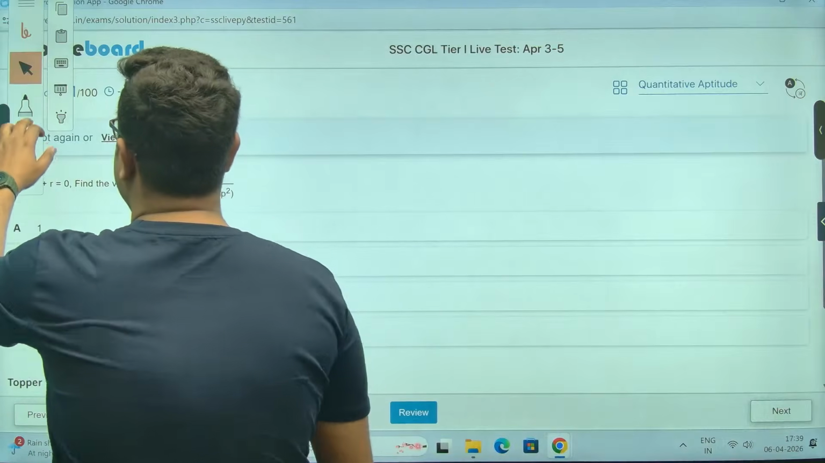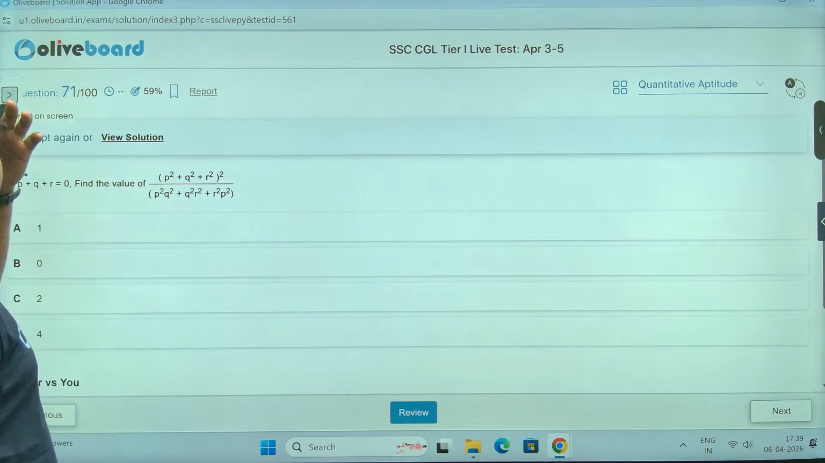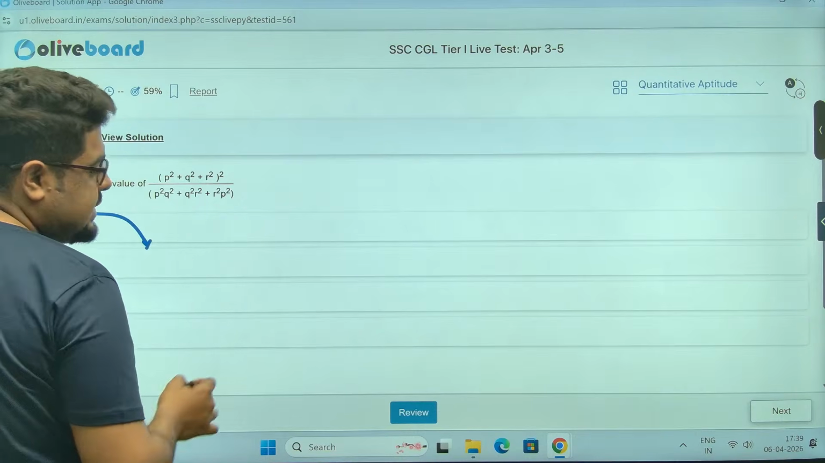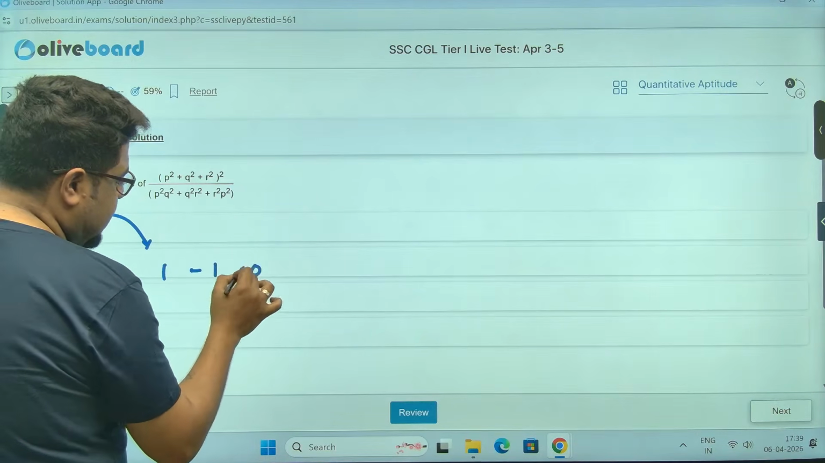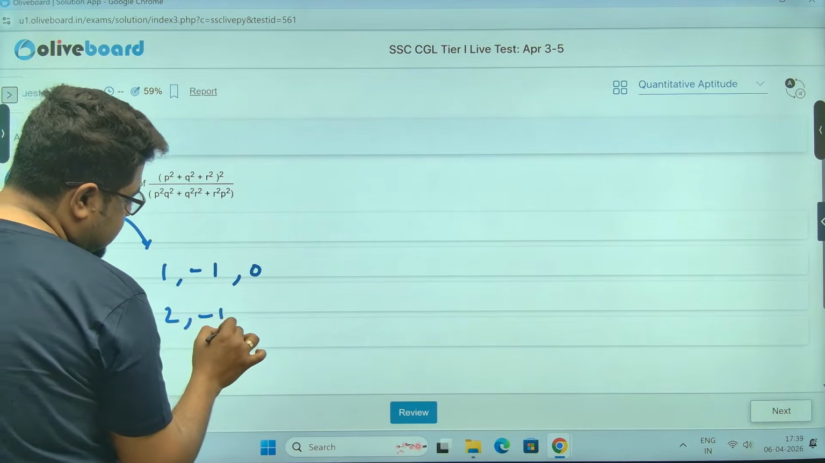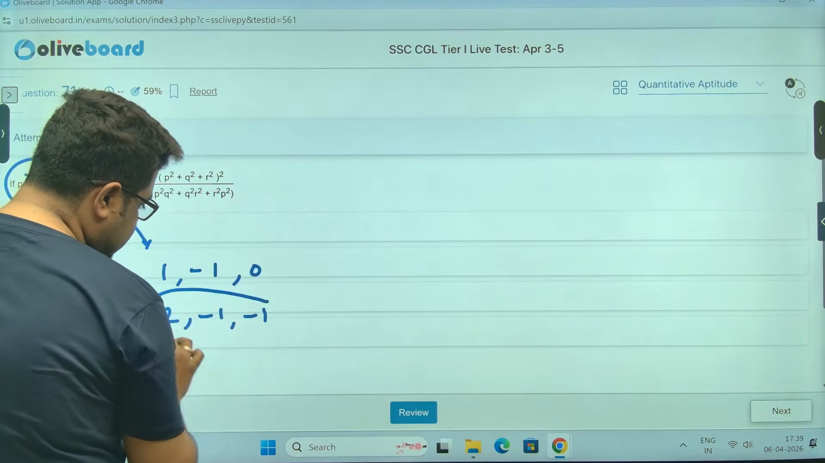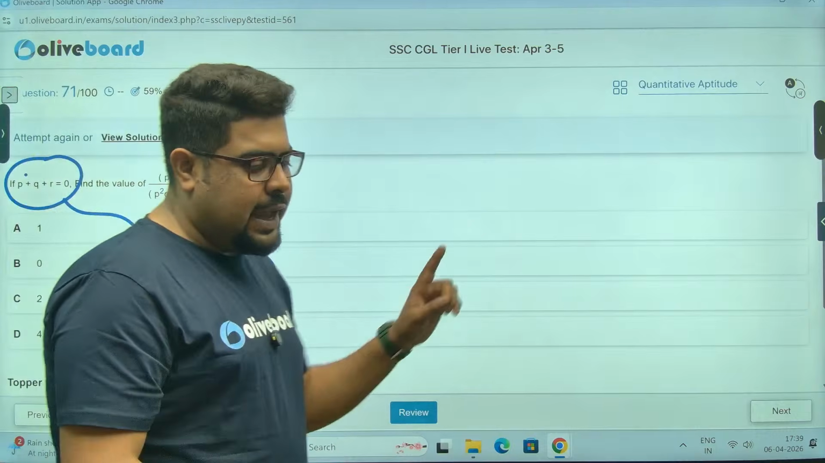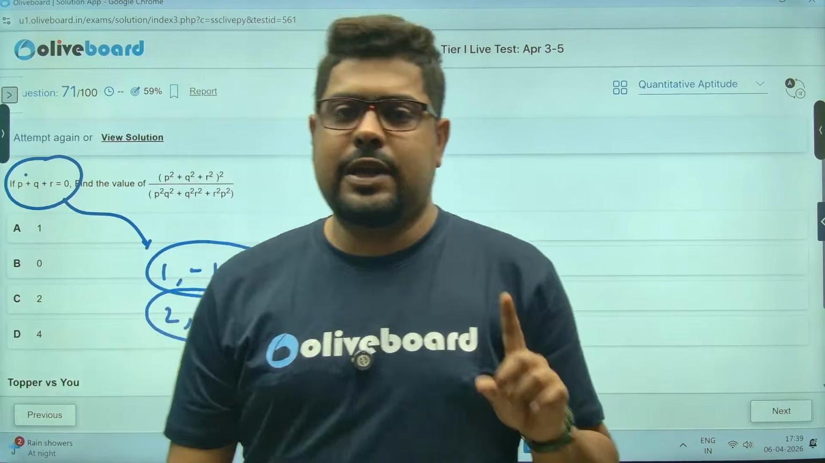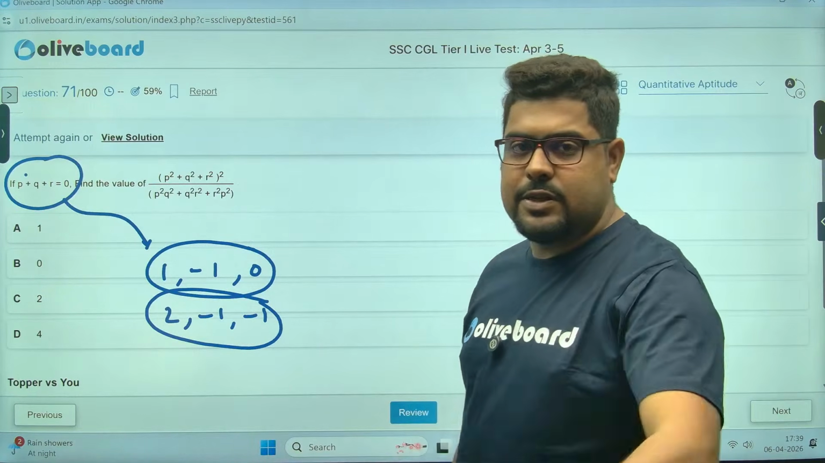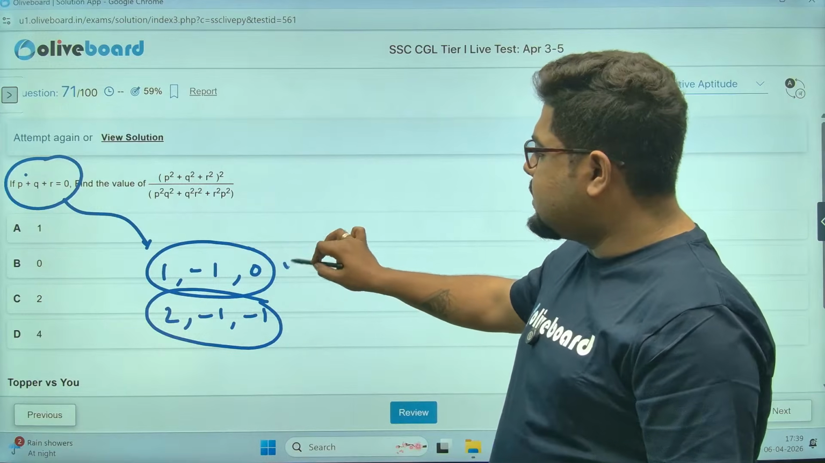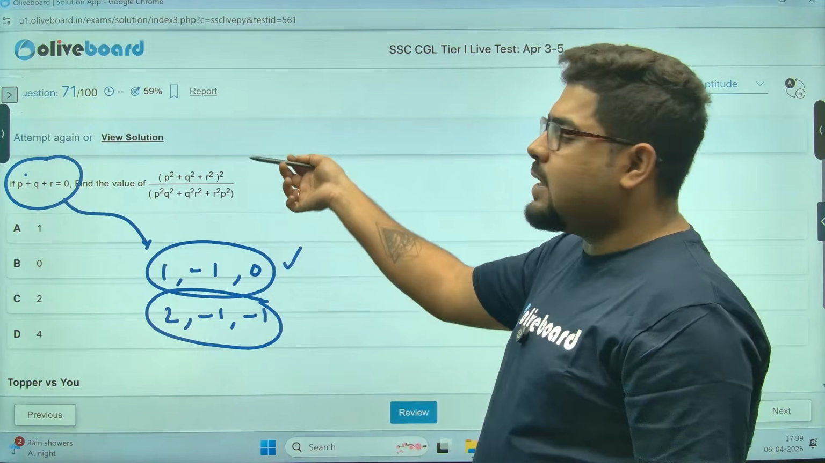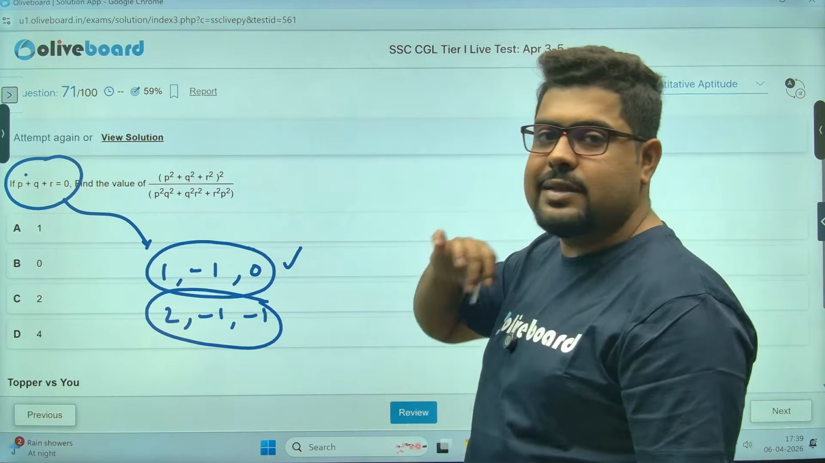Last 4-5 questions left, I guess. Yeah, 5-1. Acha, P plus Q plus R. Sir, I told you there are two ways. 1 minus 1, 0 value putting, or 2 minus 1 minus 1. Sir, when to use this? Or rather, when not to use this? Please, value putting has only one golden rule. Denominator must not be 0. So if by taking this, denominator comes out to be 0, you cannot take this. But here that is not the case. So I'll definitely take this.